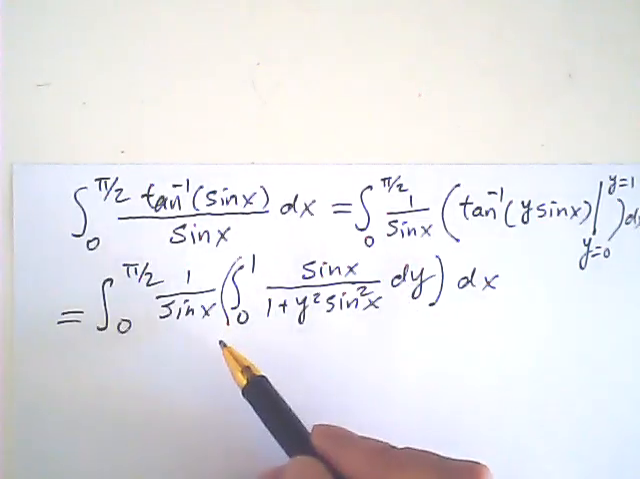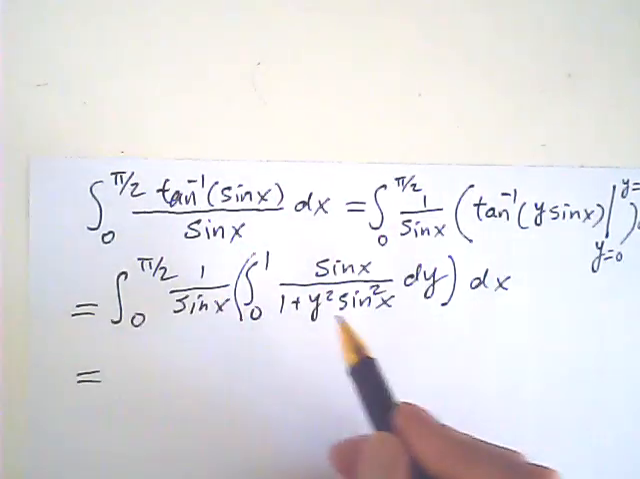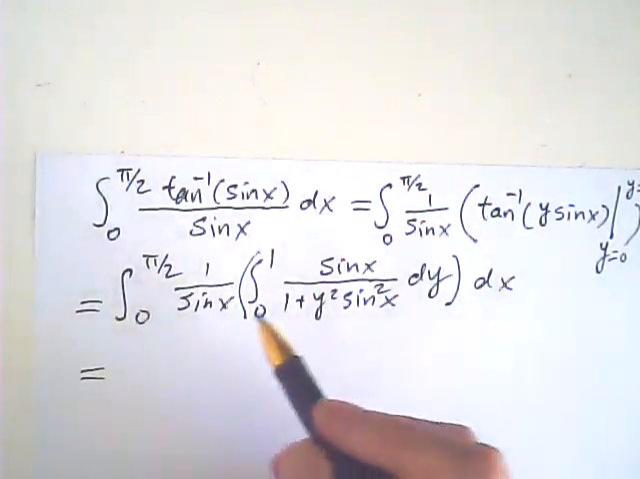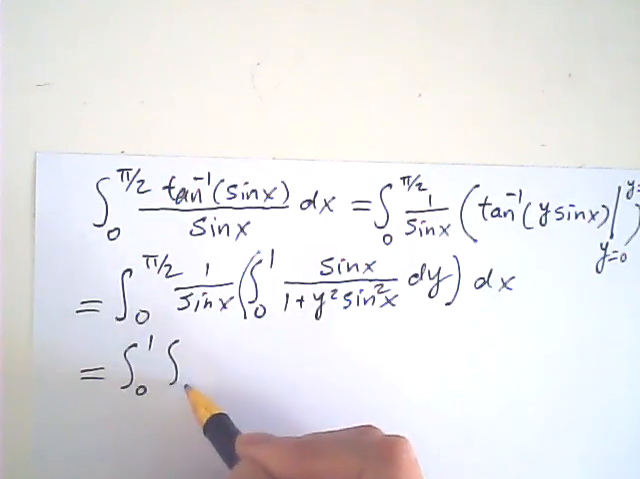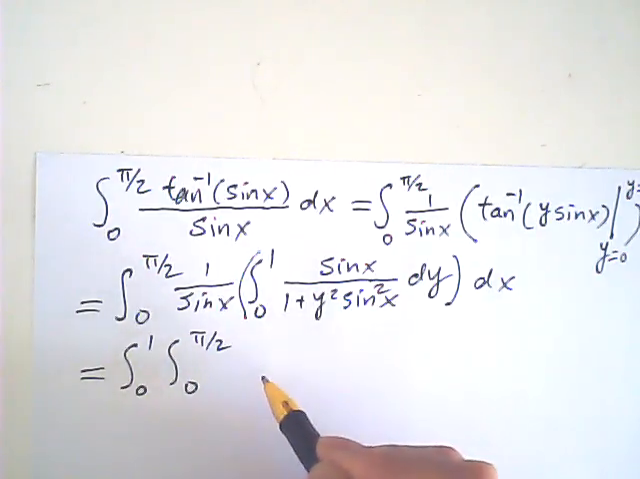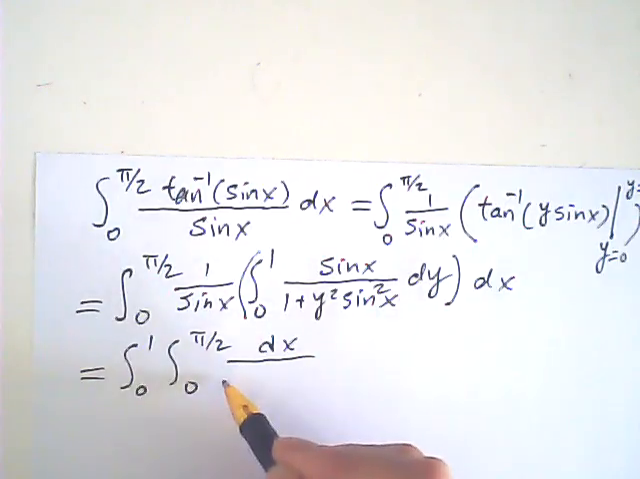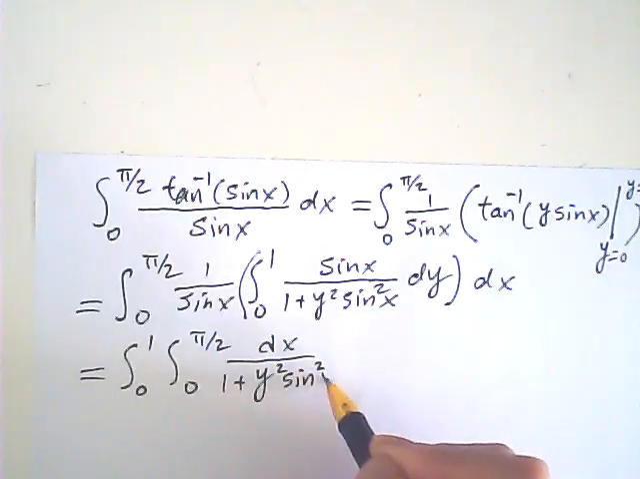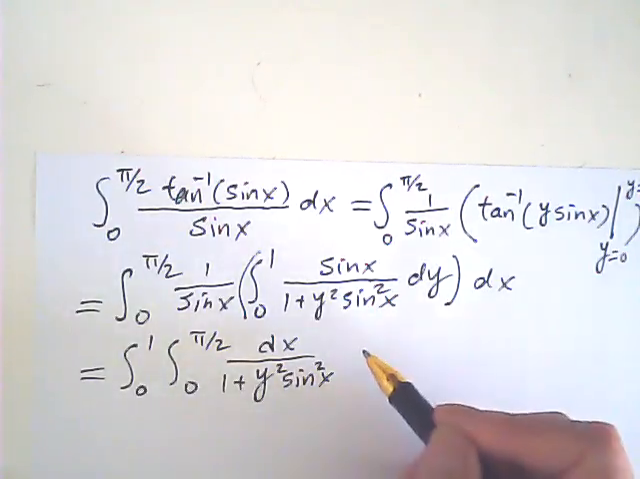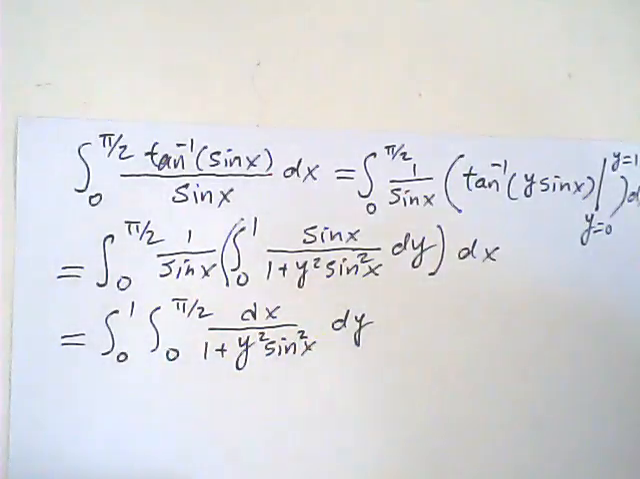Then I can cancel the sine x, right? And I switch the order. I do x first, so I do y later. Do x first. And this would be dx over 1 plus y squared sine squared x, right? Then dy. Okay. I do x first, then dy.